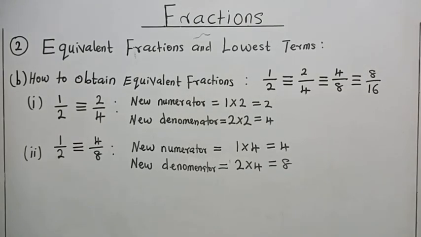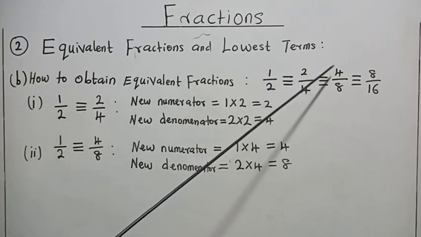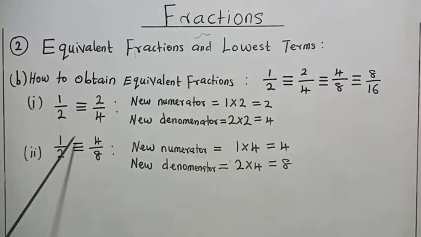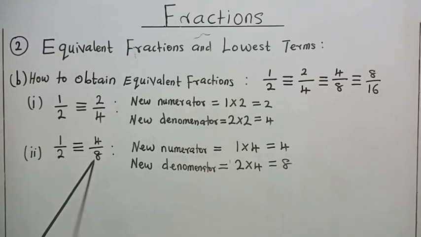And here comes the second observation. That is, this is equivalent to this. That is, 1/2 is equivalent to 4/8. Again, we ask, how did this become this? Like we did in the first case, let us try it out by checking how 1 became 4 and how 2 became 8. Certainly, addition and subtraction will not work. You can confirm it yourselves.